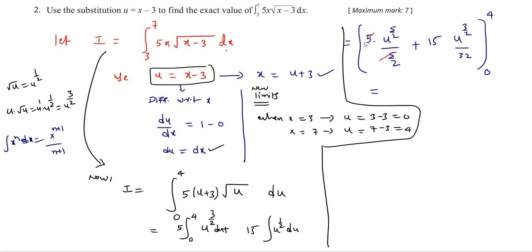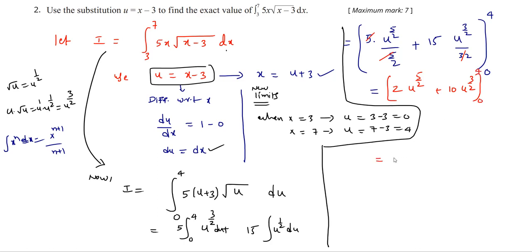5 gets cancelled here. Here also, this is 3 by 2, sorry. So here 3 times 5, 15, 5 times 2, 10. So this will become 2 u power 5 by 2 and this will become 10 u power 3 by 2. Limits 0 to 4.